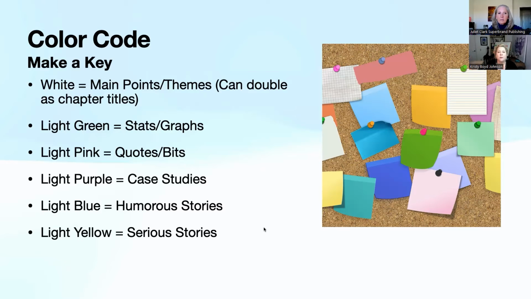People don't like to be bombarded with a lot of statistics, maybe a little bit, but not a whole lot. The light pink, that's one of my favorite ones, is for quotes. Now, here's a little tip. Juliet's already told you that she uses this strategy for fiction. You know what else you can use it for? Making a speech on a stage.